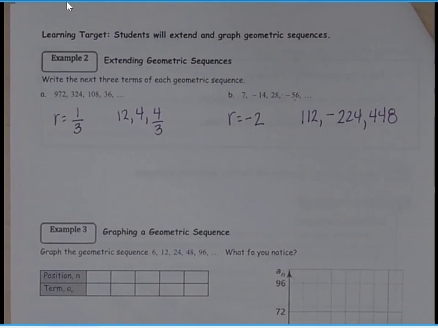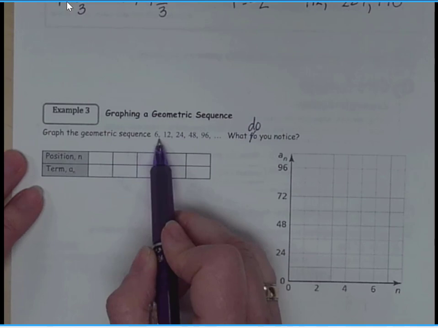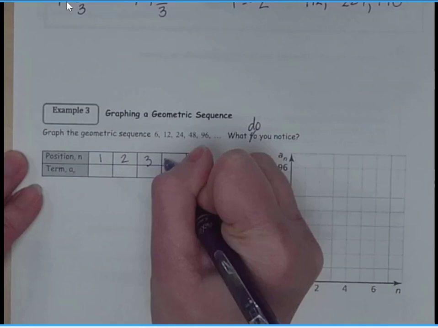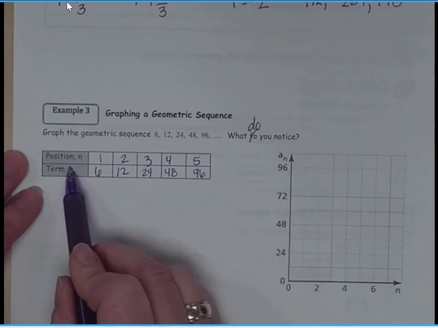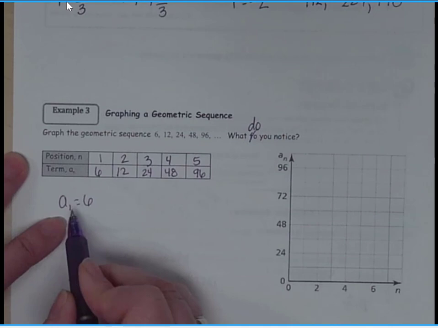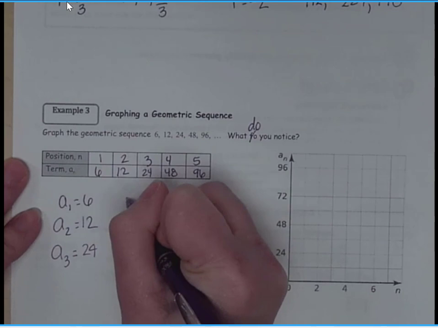Well, what does this look like when we graph? And of course, I got a little typo here. So what do you notice? This is the first term, so we're going to call this position 1. Position 2, 3, 4, and 5. And the terms are 6, 12, 24, 48, and 96. Now, notice this is a sub n. My first term is 6. A sub 2 is 12. My third term is 24. My common ratio here is 2, I'm multiplying by 2.